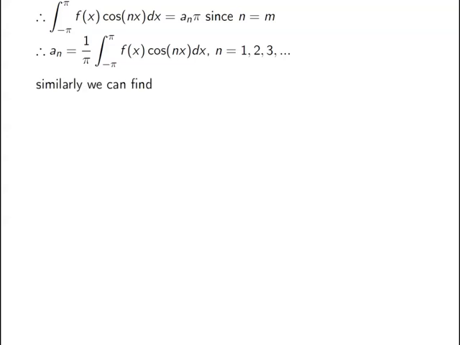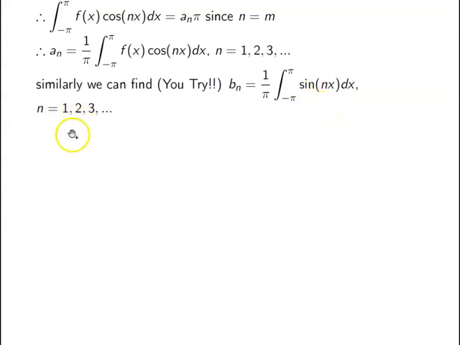We found a formula for a n. Similarly, we can find, you try for those of us in our class, or not. If you're in my class, however, this is part of your classwork. Try to find the same thing for b n. So if I do the same thing I just did to a n, I can find the general coefficient term for b n to be 1 over pi times the integral from negative pi to pi of f of x times sine n of x dx, where n is 1, 2, 3, et cetera.